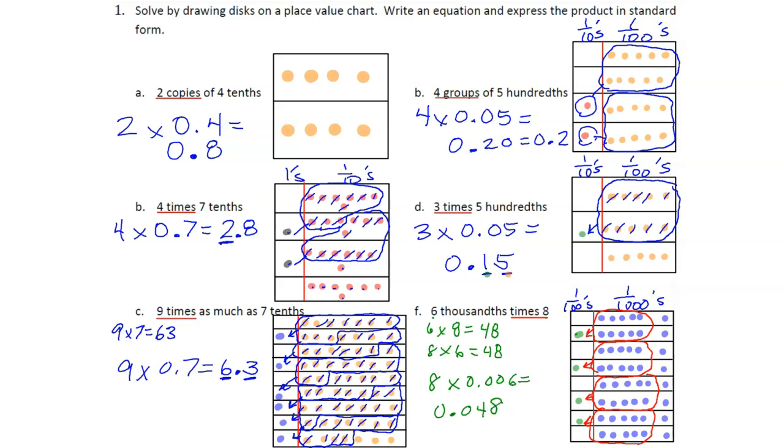But I can rename 40 thousandths as 4 hundredths, and that's what we did here. And of course, I didn't go back and cross these out. That would have been 10, 20, 30, 40 thousandths equals 4 hundredths.